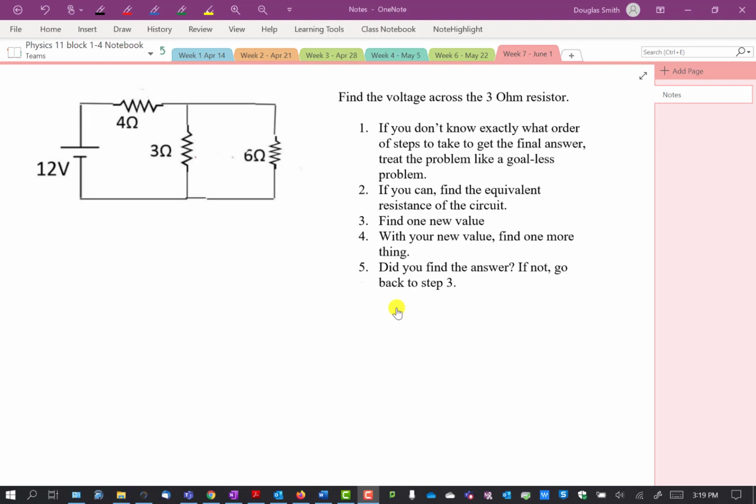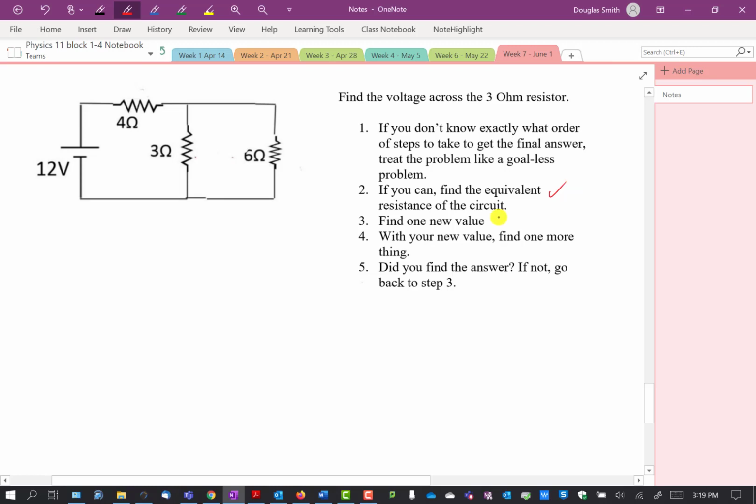Now, with circuits, a lot of times you won't know exactly what steps to take to get from the question or from the circuit to the actual answer to the question. And that's okay. If that's the case, just treat it like a goalless problem. Just find out as much as you can. And usually one of the first good steps is to find the equivalent resistance of the circuit.